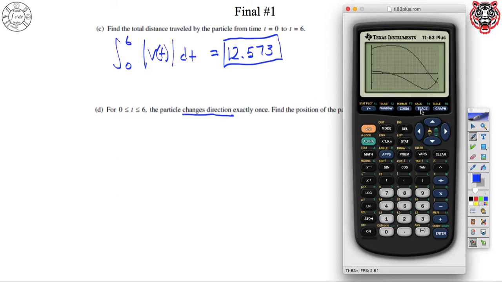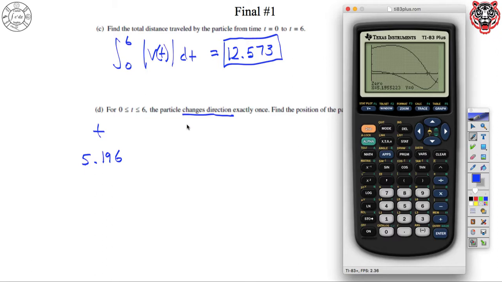So I'm going to go to trace to get the point roughly. I need to find roughly that point, so I'm going to go second, trace. I'm looking for a 0, so I hit 2. My left boundary, I'm just going to say 5. My right boundary, 6, and I don't know, 5.5. Any point in between there is fine. I should get 5.19. Yep, okay, so there it is. So that's the time that we're looking for, and this is going to be the t, so 5.19. I'm just going to round it. So that's the time where it changes direction.